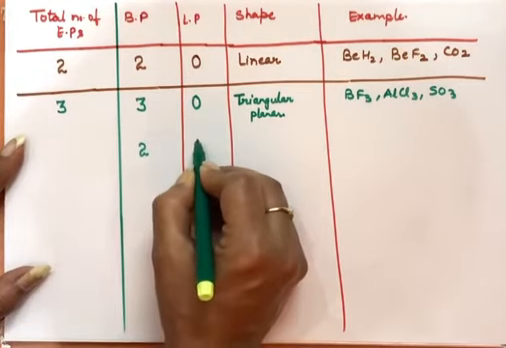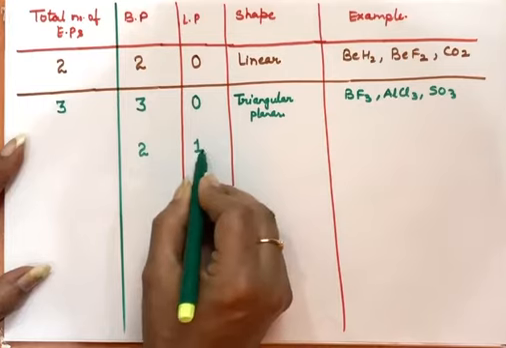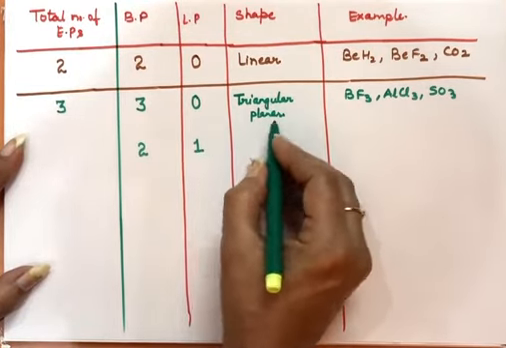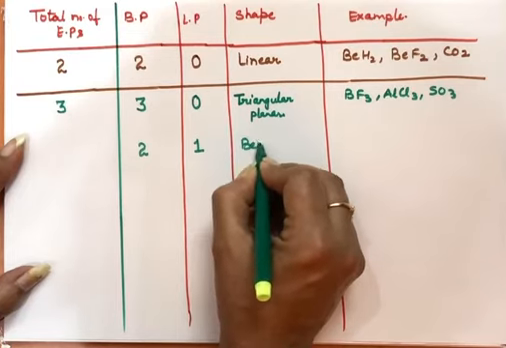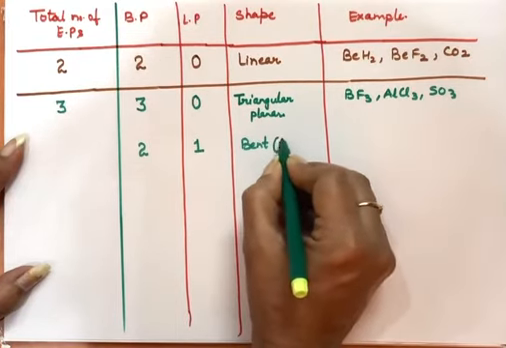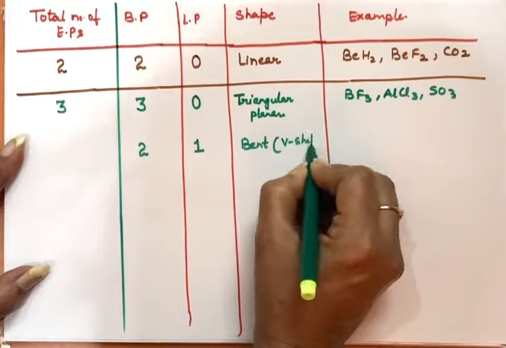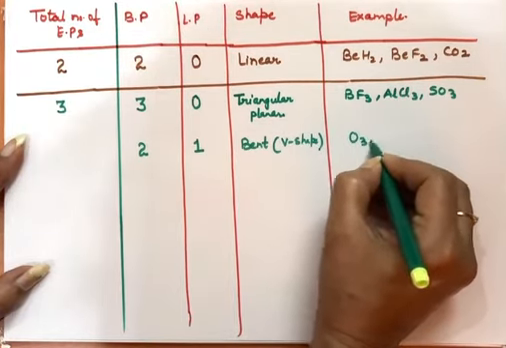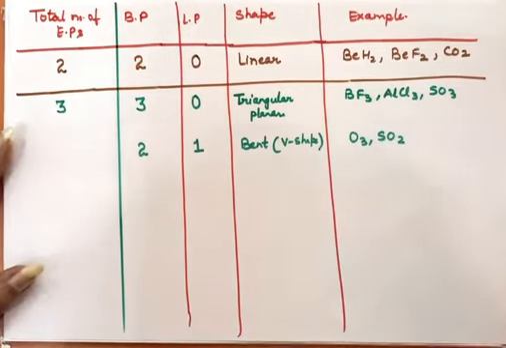But if there are 3 electron pairs, we have one more possibility, that there can be 2 bond pairs and 1 lone pair also. So if a lone pair comes, the geometry will become a little distorted from triangular planar and it will become bent, or we'll say the shape will be inverted V shape. Examples are O3, SO2.